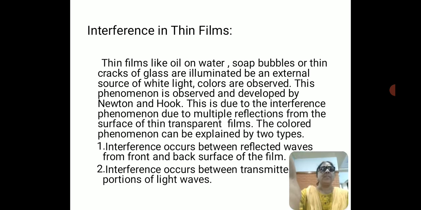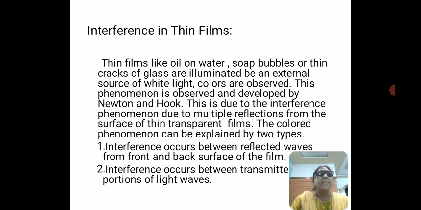Interference in thin films. Thin films like oil on water, soap bubbles, or thin cracks of glass, when illuminated by an external source of white light, produce colors that can be observed. This phenomenon was observed and developed by Newton and Hooke. It is due to the interference phenomena from multiple reflections from the surfaces of a thin transparent film.